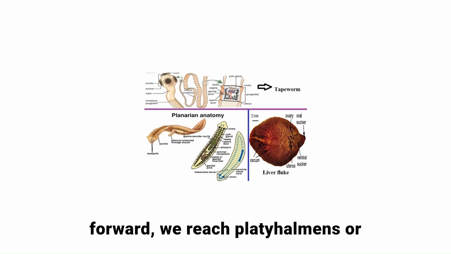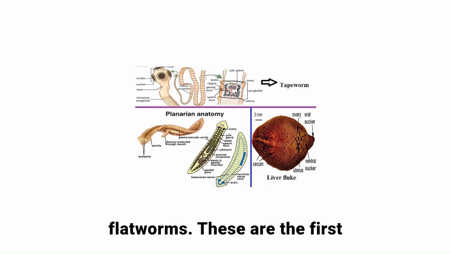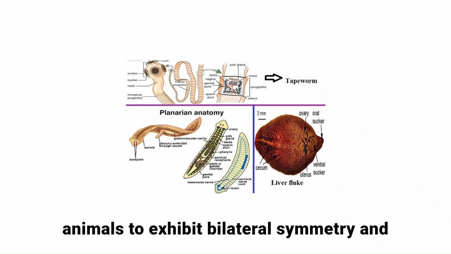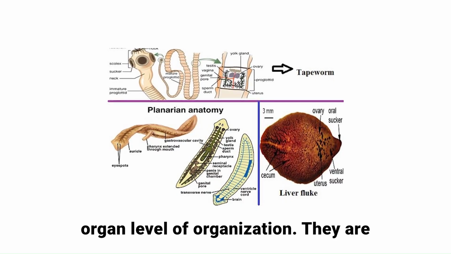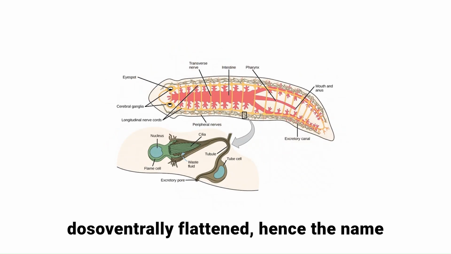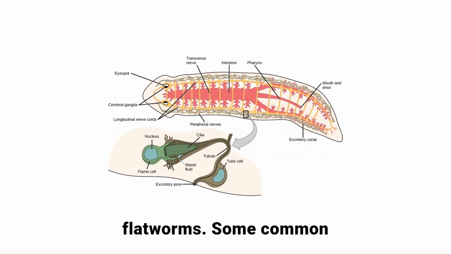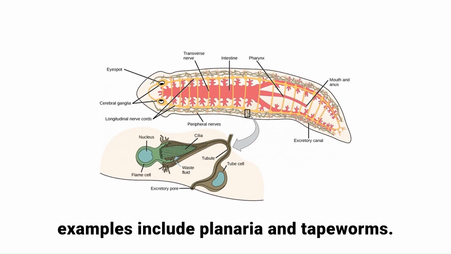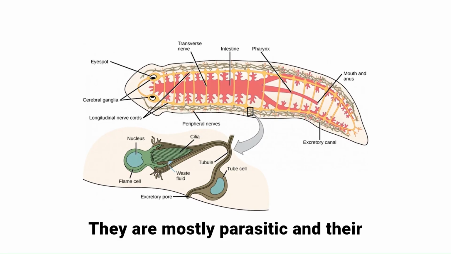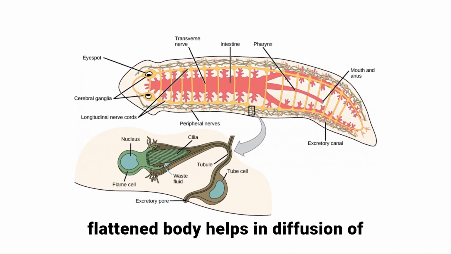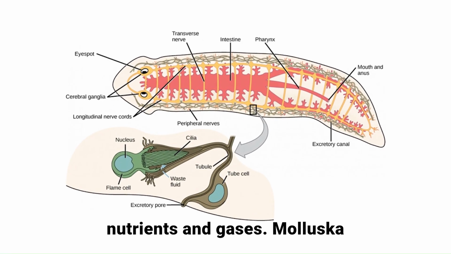Moving forward, we reach Platyhelminthes or flatworms. These are the first animals to exhibit bilateral symmetry and organ level of organization. They are dorsoventrally flattened, hence the name flatworms. Some common examples include planaria and tapeworms. They are mostly parasitic, and their flattened body helps in diffusion of nutrients and gases.